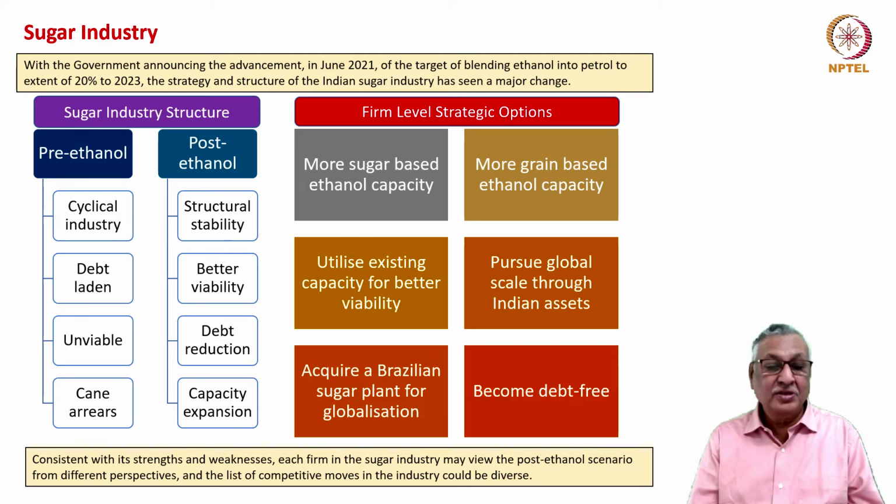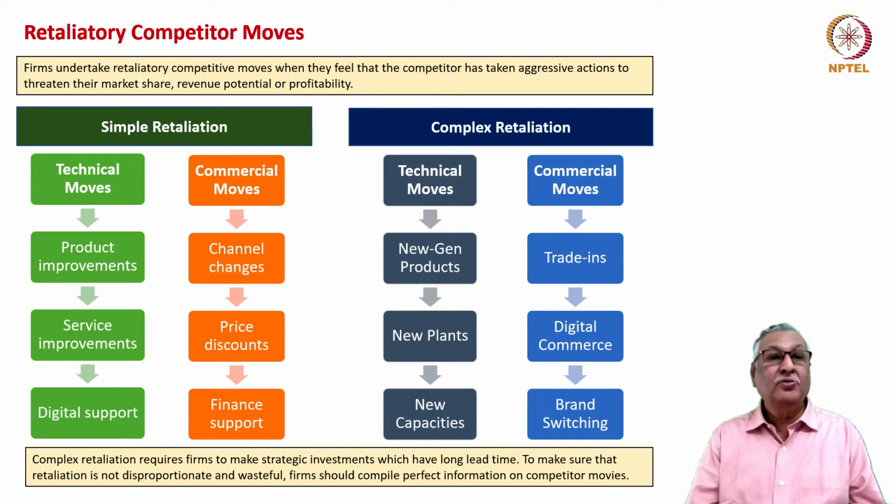Consistent with the strengths and weaknesses, each firm in the sugar industry may view the post-ethanol scenario from different perspectives, and the list of competitive moves in the industry could be diverse. So this analyzes the past data of the firms and the future evolution of the firms. Lot of forecasting, lot of judgment, lot of analysis as well involved in this situation. So when we talk about competitive moves, we also have to talk about the retaliatory moves that could happen. We can think of retaliation by players to competitive moves by a firm in terms of two frameworks.